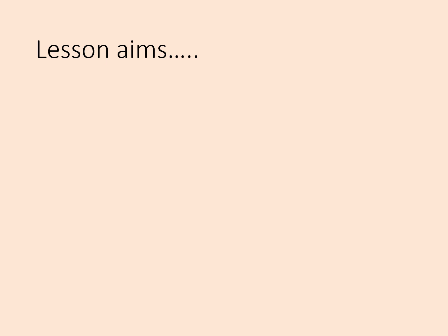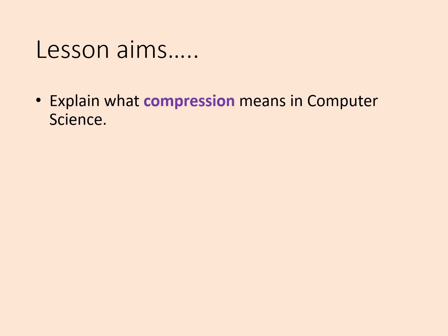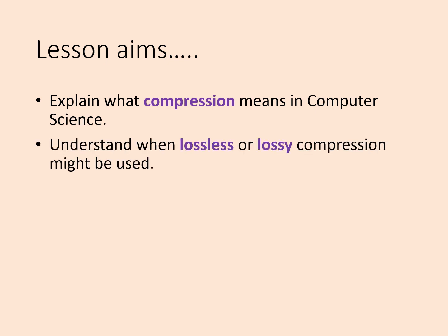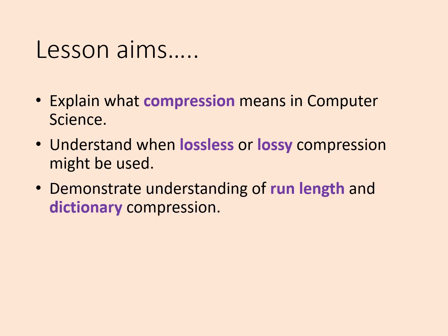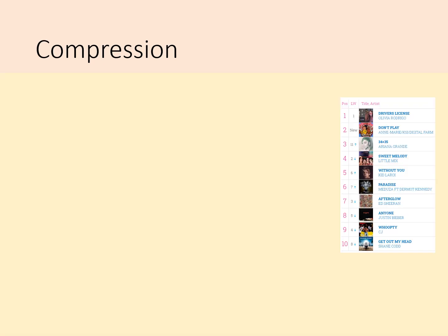This is going to be a short video just looking at an introduction to compression. So we're going to see what it actually means in computer science, understand the two main types of compression. So we've got lossless and lossy compression, and then we're going to look at two actual methods of compression. We've got run length encoding and dictionary compression. So let's have a look.